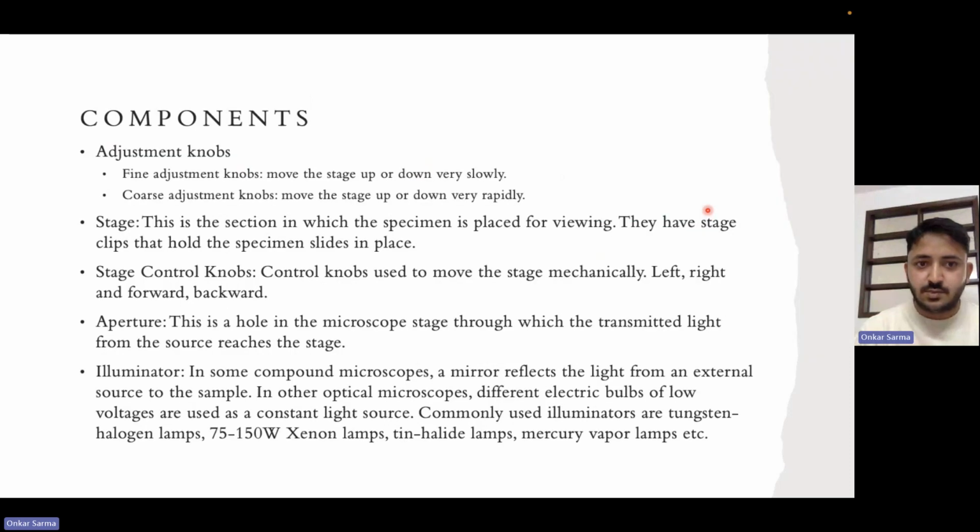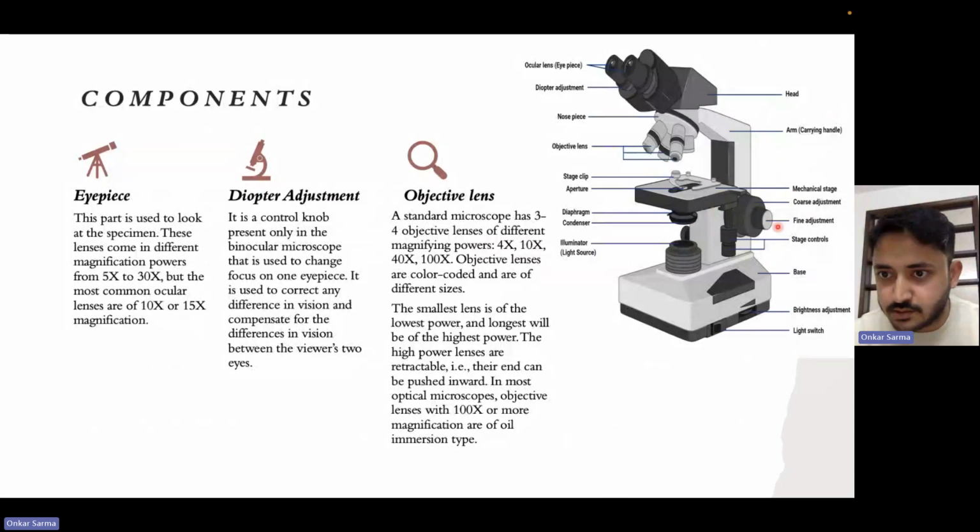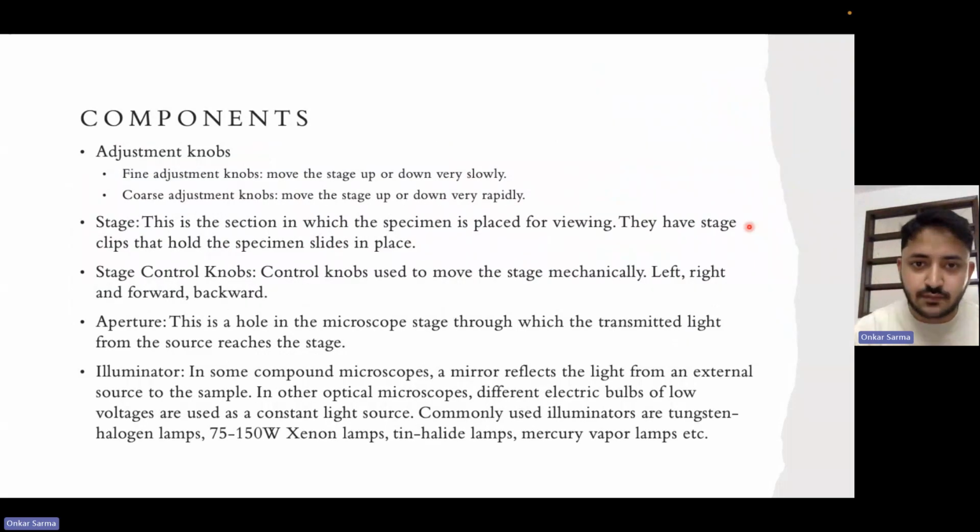Then comes the adjustment knobs, fine adjustment and coarse adjustment knob. These adjustment knobs are present here. The fine adjustment knob is used to move the stage very slowly, and the coarse one moves the stage rapidly up and down. Then the stage is the section where the specimen or the sample is placed for viewing. They have stage clips to hold the specimen slides. Then there are also stage control knobs. These controls move the stage mechanically left, right, or forward or backward.